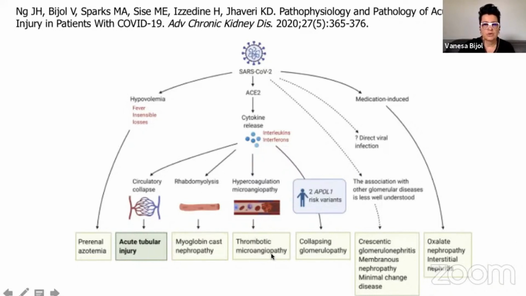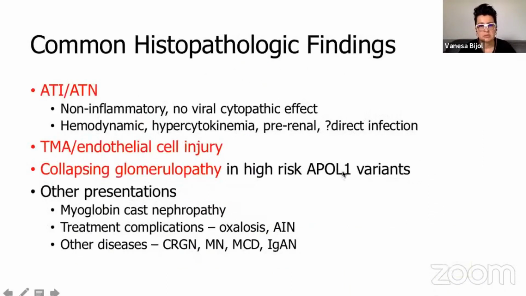There are also interferences with other systems like complement, coagulation and so on, and we'll talk a little bit about that. Obviously, in some patients, you may have a factor of hypovolemia or even medication-induced injury. But this question of direct viral infection, I think, has been the most controversial in the past year. So we will address that a little bit later on in this presentation.